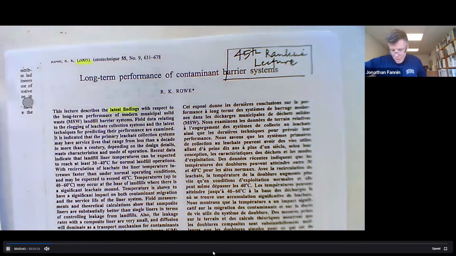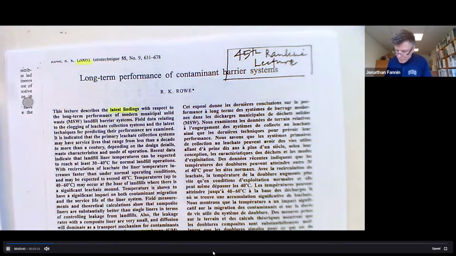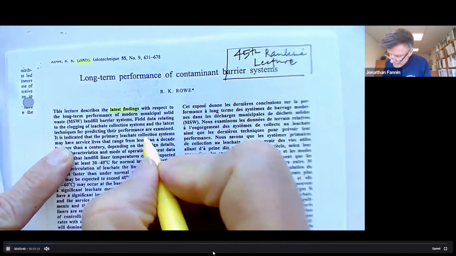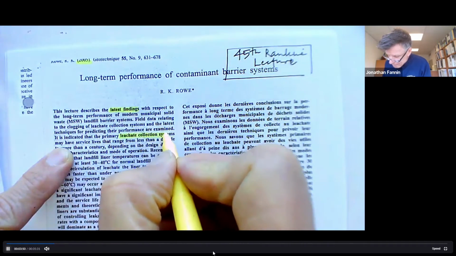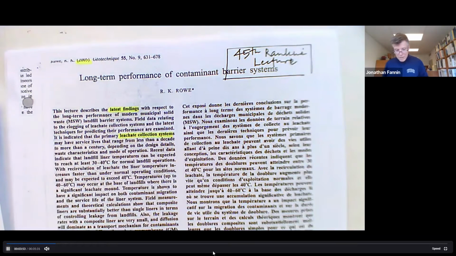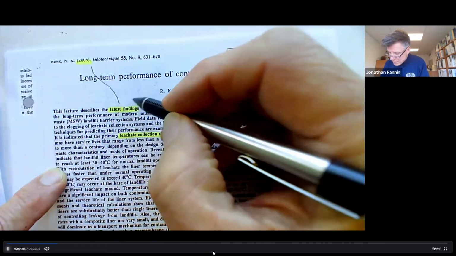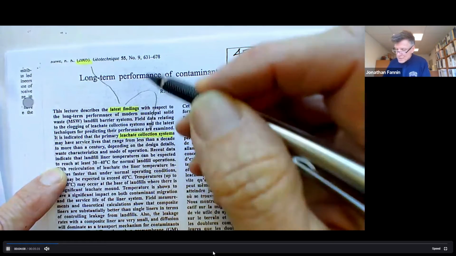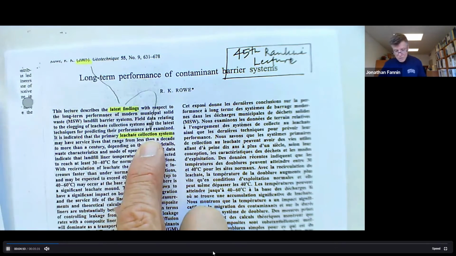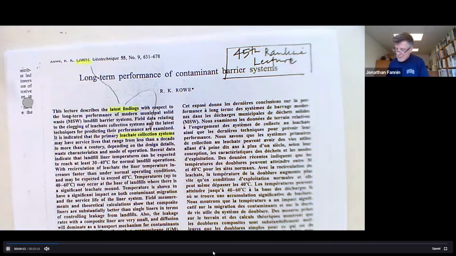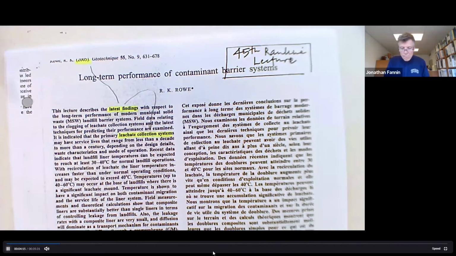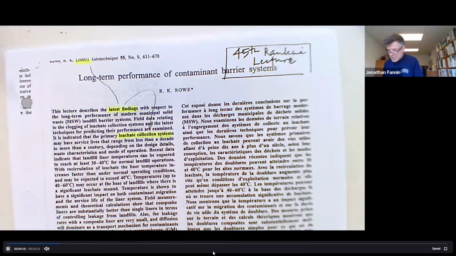So, what's the deal? We're going to be looking at leachate collection systems, and Kerry makes some recommendations on leachate collection systems. That's what I'm going to focus on in here, but I'm going to put it in context of some of the other ones, the latest findings with regard to leachate collection systems, but we'll place that in the context of the other objectives of his lecture.